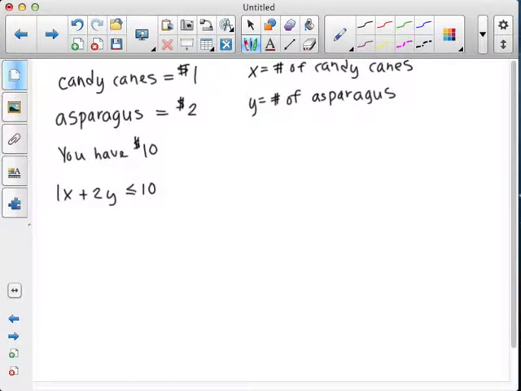Well, now let's say you have another situation here. And you're going to the store and you're buying these candy canes, this asparagus for your family, and you have 4 family members you have to buy for. So we're going to add this in. You have $10 to spend, and you have 4 family members. So everybody needs at least 1 candy cane or 1 asparagus. If you show up with just 2 things, somebody's going to be mad.